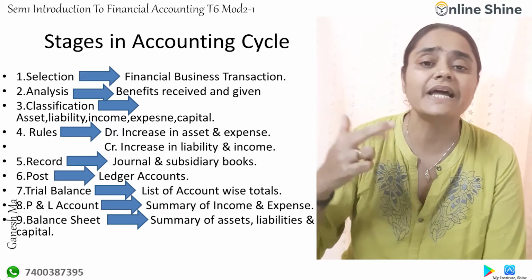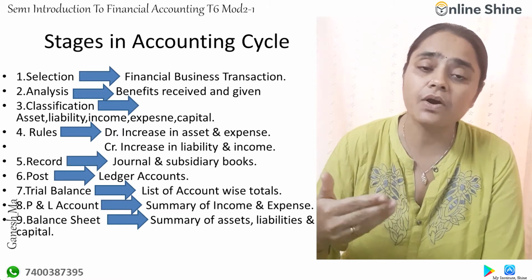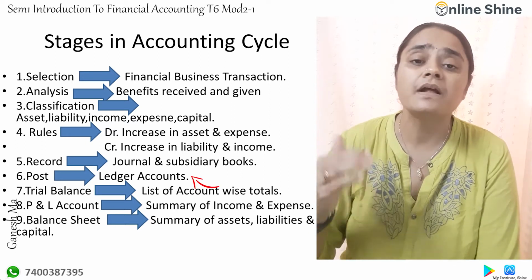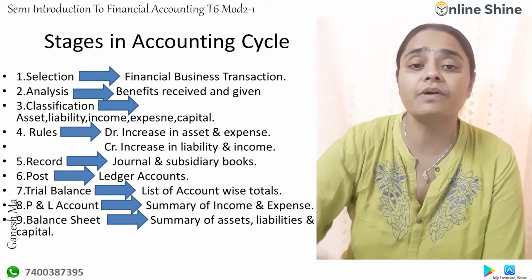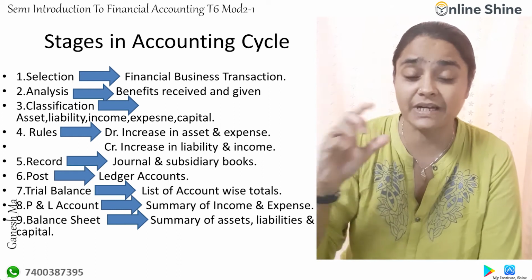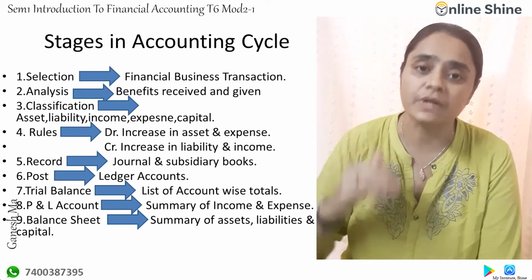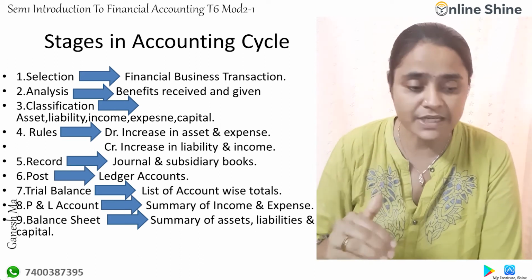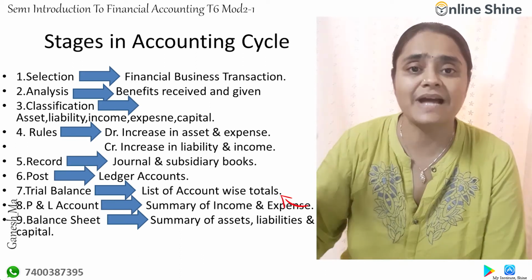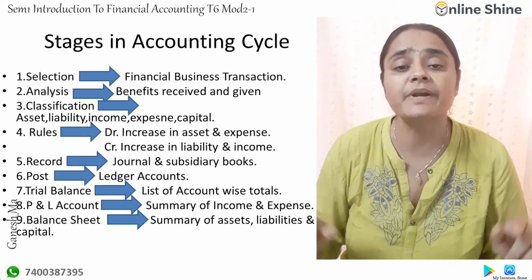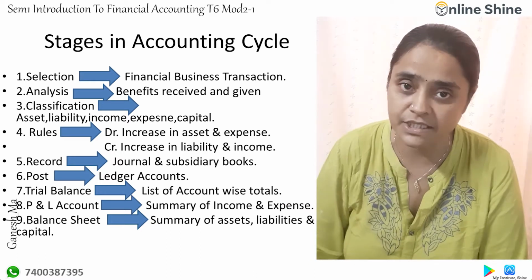and after that in subsidiary books. After recording, you have to prepare ledger accounts of this transaction. You have to do the posting of this transaction. So the next stage, after the recording, is the posting of this journal entry into ledger accounts. Once you post in your ledger accounts, you have to prepare a trial balance, which is a statement of all the ledger accounts, tallied ledger accounts.